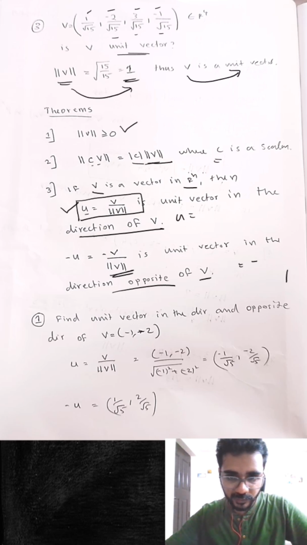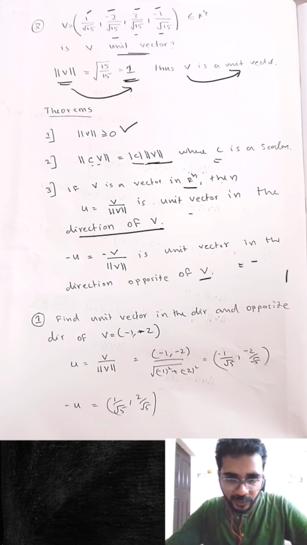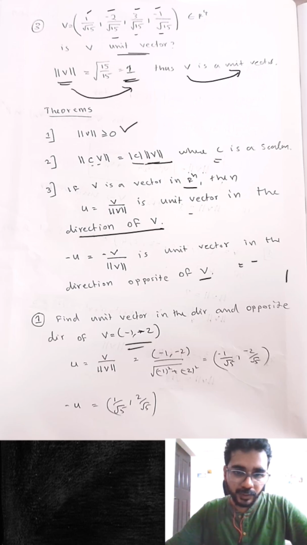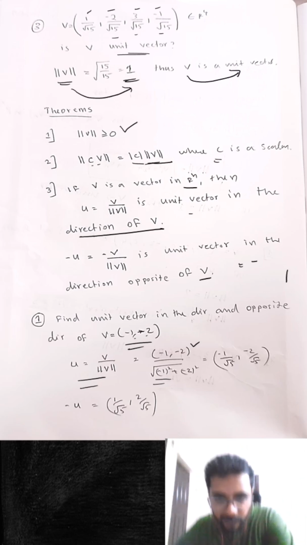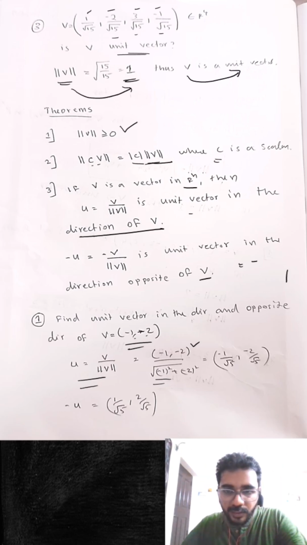Okay, the first question is, find a unit vector in the direction and opposite direction of v, where v is minus 1 comma 2. So u can be written as v divided by length of v. We know how to calculate length of v, which is square root of minus 1 square plus minus 2 square. So, the given vector v is written as shown. So we get the value of u as minus 1 by root 5 and minus 2 by root 5.